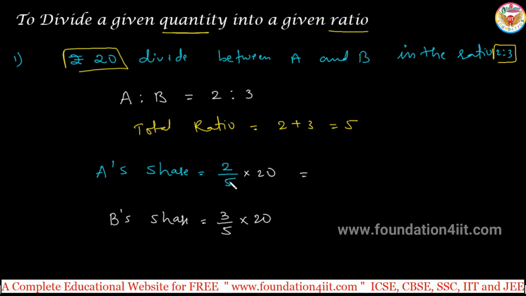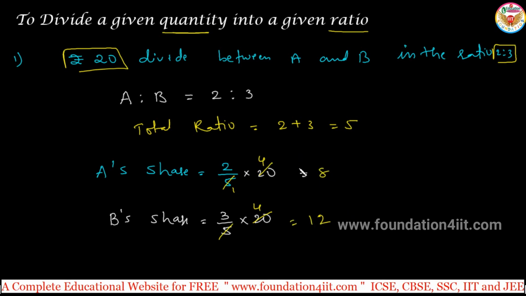We can simplify this. 5 ones are 5, 4 times. Now 2 fours are 8. Here 3 fours are 12. So A is supposed to get 8 rupees and B is supposed to get 12 rupees. Total 20, in the ratio 2 is to 3.